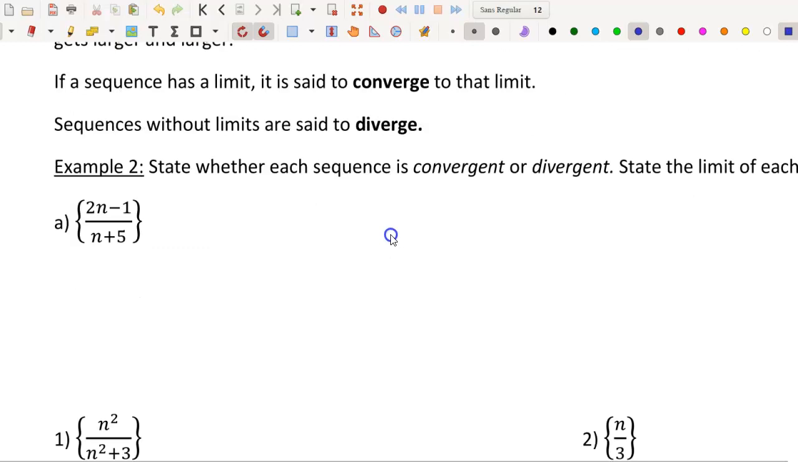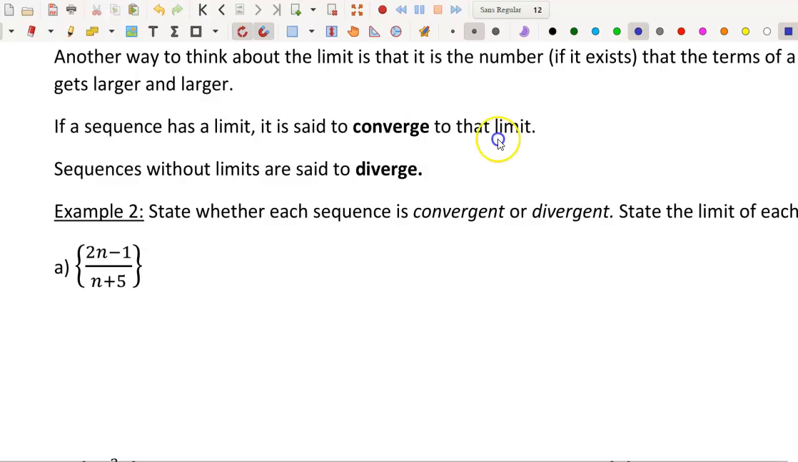And there's two things that can happen. It gets close to a number and it converges, right? So it converges if it gets close to an actual number, or it doesn't get close to a number at all and it diverges. So consider these opposites of each other. Sequences without limits, they diverge. They don't have a limit. Okay, so the limit does not exist.